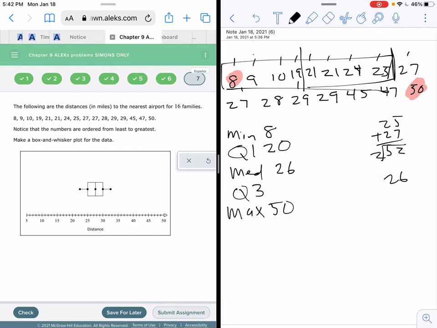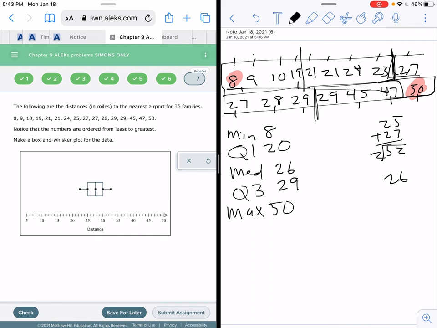And then do the same thing with this set of numbers, right? Or sorry, I got to include that 50. So we got 50, 47, 45, 29, 29, 28, 27, 27. So there's 8 numbers in there. So if I go 1, 2, 3, 4, and then if I came 4 from the other direction, 1, 2, 3, 4, that puts me right here, right? And halfway between 29 and 29 is 29, right?